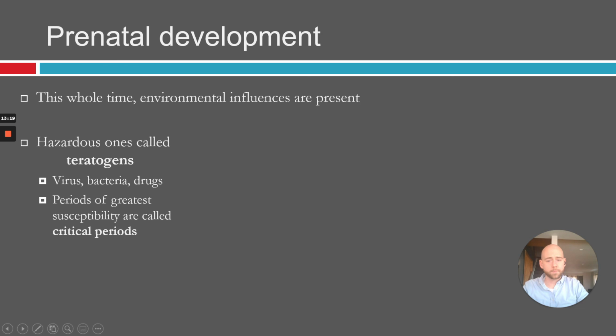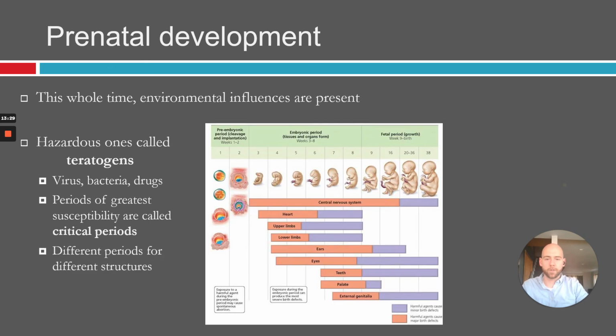And when the fetus is most susceptible to these different types of teratogens for different systems to develop are called critical periods. So for different types of structures in the body, there are different critical periods. And if you look at this developmental chart here, going from pre-embryonic in the first couple weeks all the way up to the end of the embryonic stage at about 8 or 9 weeks, and then this kind of compressed fetal period here, you can see that the early development, just in the first several weeks, is enormously important for a lot of these different systems.